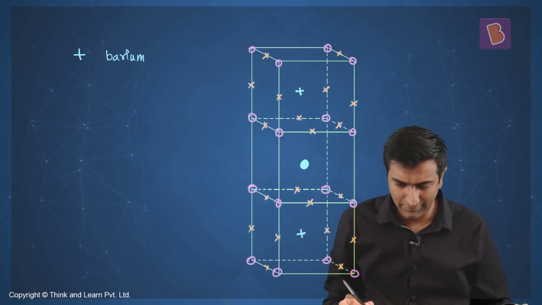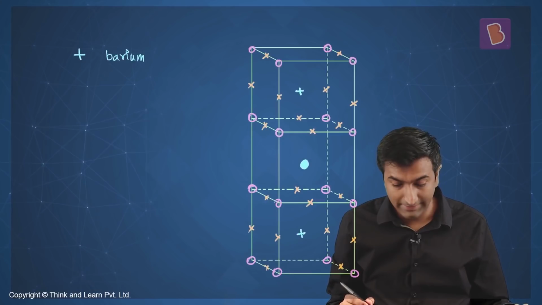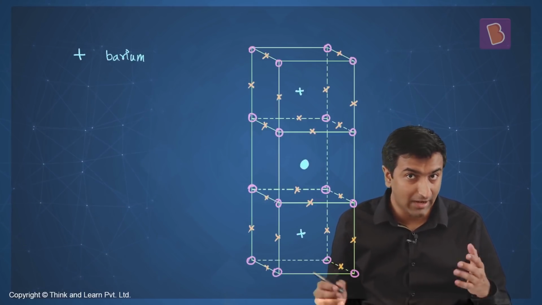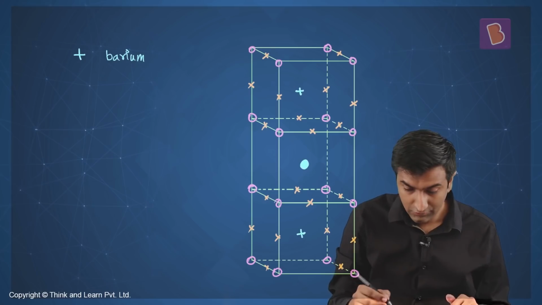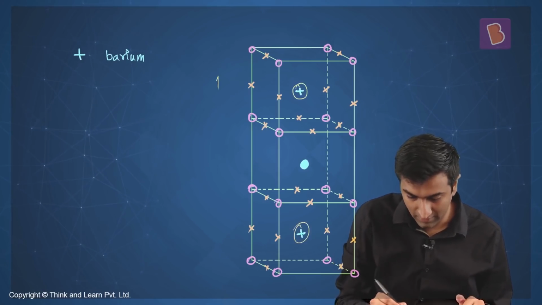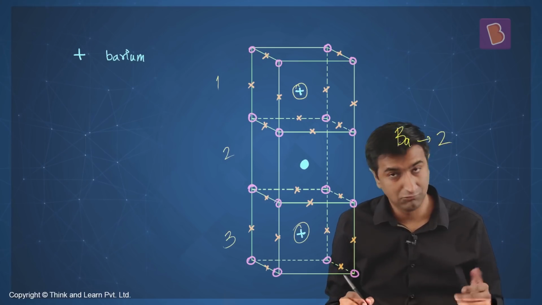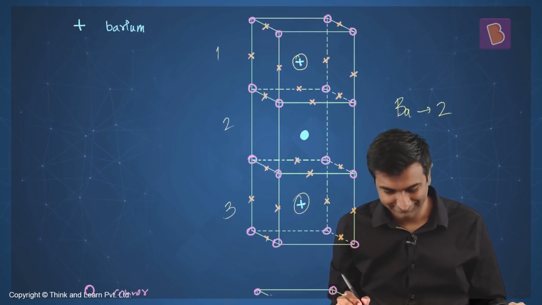I think barium is also pretty straightforward, right? Because it's only in the entire block by itself. That's why I'm saying it's simple. It's not shared between two blocks or anything of that sort. What am I talking about? This plus right here and this plus right here. Again, block 1, 2, and 3, and I have 2 atoms of barium. Okay, so far so good. Let's look at the next one.